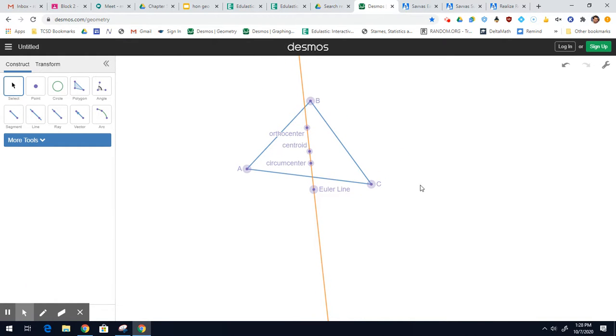So that's going to be your goal on the homework. I'm going to have a couple triangles drawn in Edulastic. Your goal is to copy them as best you can onto Desmos Geometry and find the Euler line for them. I will also do one angle bisector for the incenter. So again, just watch that video again if you forgot. All right. Good luck on the homework.